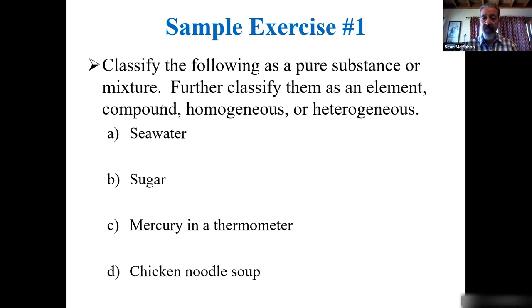If they're a pure substance, are they an element or a compound? If they're a mixture, is it homogeneous or heterogeneous? So you can pause the video now, work on it on your worksheet, and then unpause it, and we'll go through the answers.